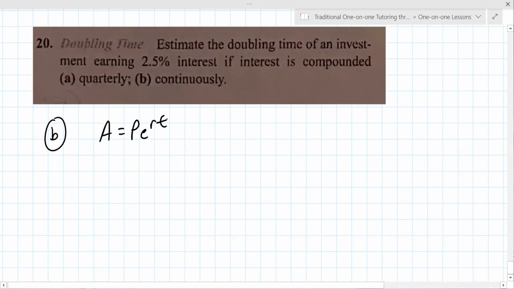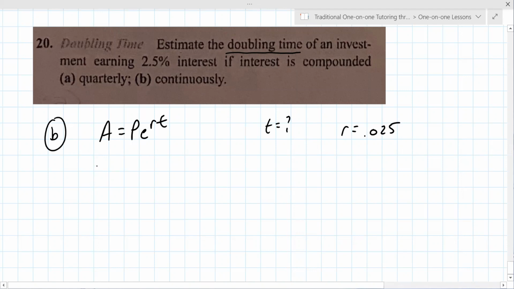Okay, and the time is what you're trying to figure out. The rate is 0.025. Okay, and you're like, well, what's A and what's P? Well, if we're interested in doubling, it doesn't really matter. Whatever P is, A is double that. So you can pick values for A and P.